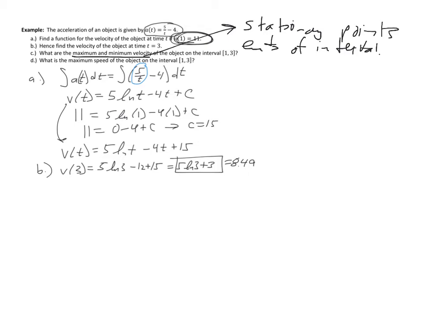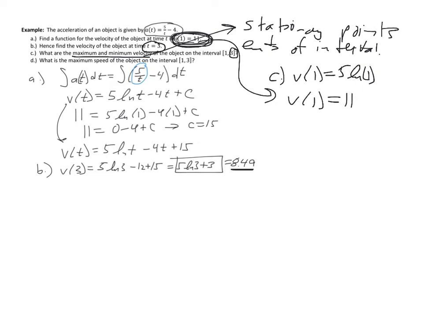Conveniently, one of the endpoints of my interval is 3, and I just found what the velocity was there. It's 8.49. So for part C, let's look at the other endpoint. v of 1 would be 5 natural log 1. Oh, wait a minute. We were actually given that in the problem. I don't even have to plug that in. v of 1 we were given in the problem is 11. So we've got v of 1 being 11, and v of 3 being 8.49.